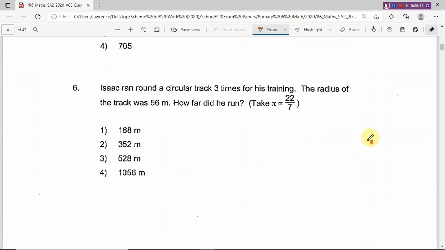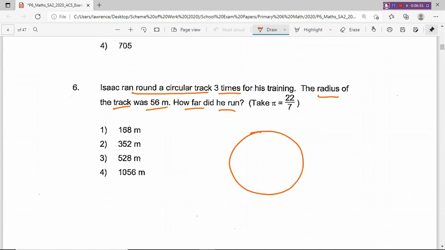And question 6, Isaac ran round a circular track 3 times for his training. And the radius of the track was 36 meters. So how far did he run? So are you looking at area or circumference of the circle? So he's running around a circular track, right? So it means that you are running around the circumference, not the area. So the radius is 56 meters. So how do you find the circumference of one round?